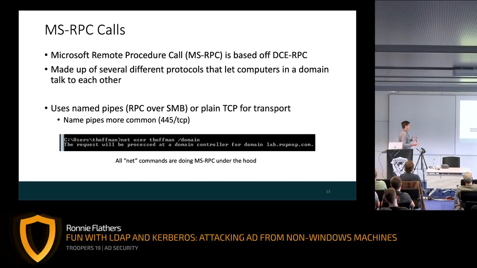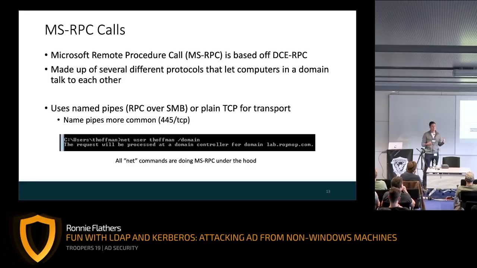Now, MS-RPC is definitely big in play in Active Directory, and I'm going to gloss over it real quickly here. MS-RPC is Microsoft's twist on DCE-RPC. It's actually made up of several different protocols, but the idea is that every computer within an Active Directory domain can communicate with each other and do remote procedure calls. And the most common way that MS-RPC occurs is RPC over SMB, so it's using named pipes over SMB.